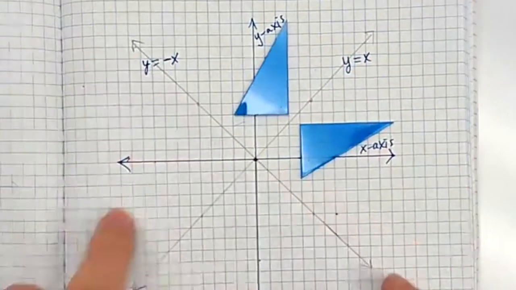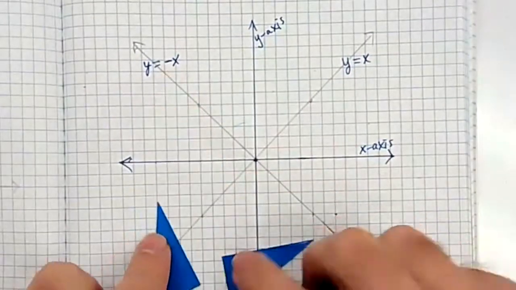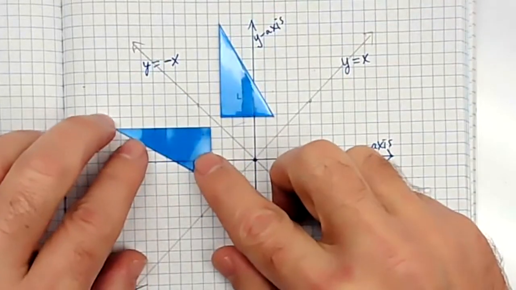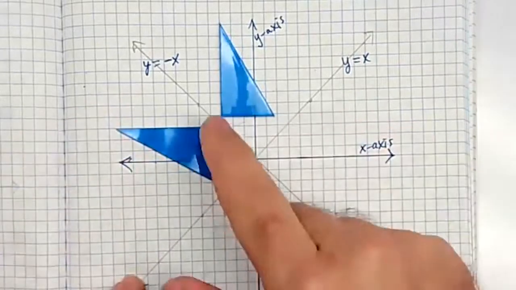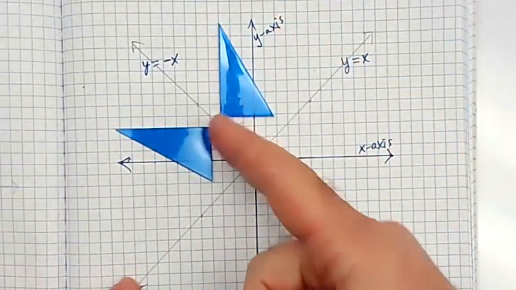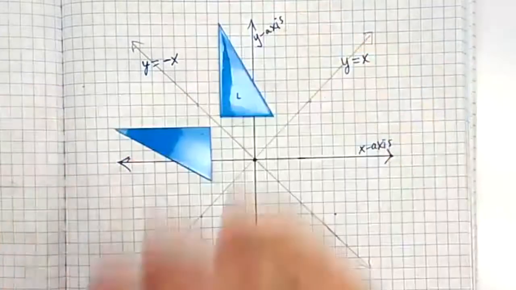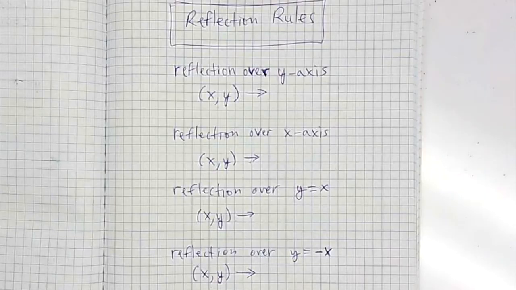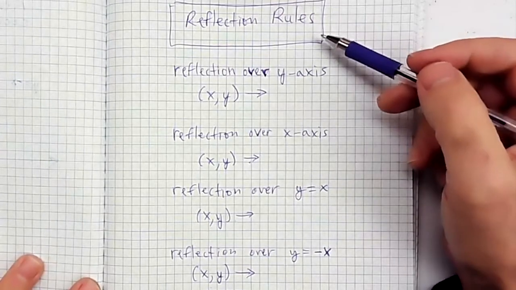We also looked at the diagonal y equals opposite x, right? And if we do y equals opposite x, then we see that x becomes our y, and our y becomes our x. But there's a little difference with the signs, right? The signs also change. Okay, so we learned 4 reflection rules on the coordinate plane, right?